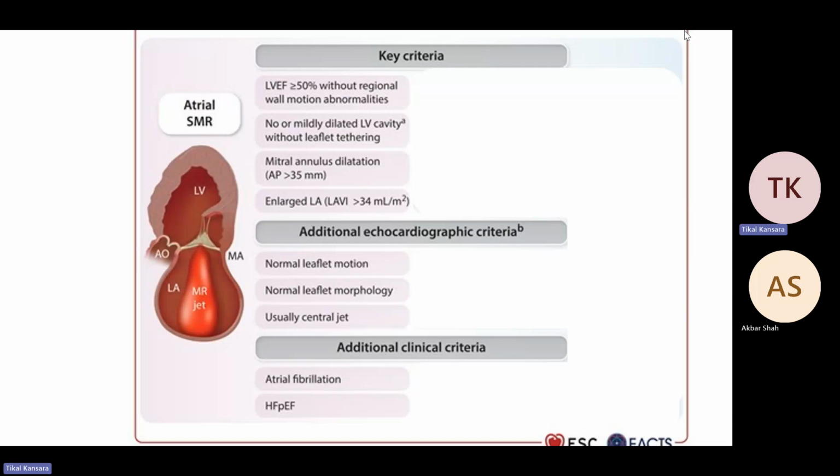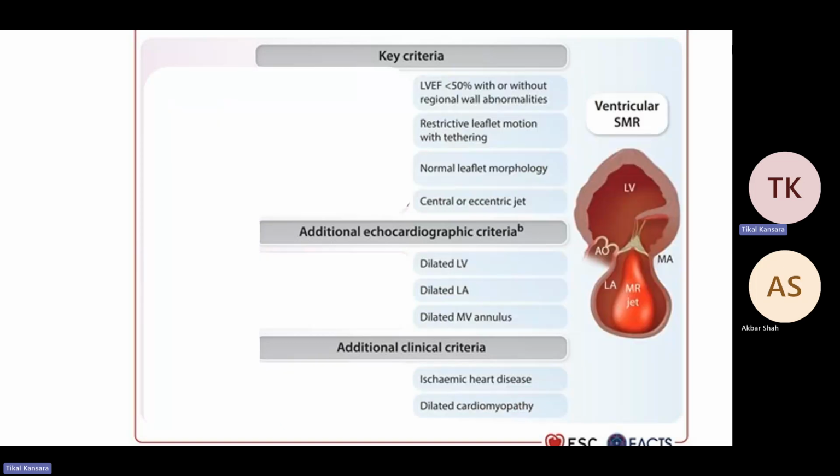The EF has to be more than 50%. The LAVI obviously has to be more than 34, which is the criteria for left atrial enlargement. And the annulus has to be more than 3.5 centimeters. So if you have EF less than 50%, you cannot label it as atrial. You have to label it either as mixed or ventricular MR. You need an EF more than 50% to have an isolated atrial MR, with the LAVI and annulus dilated, and patients with atrial fibrillation.